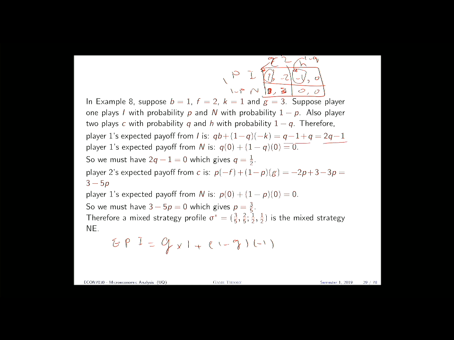We got 2Q minus 1. Okay? So this is what we got for the expected payoff of player 1 for playing action I. So this is back to my example. I think I said my payoff of playing left and right, but I was wrong. I should say the goalkeeper's payoff of playing left and right.